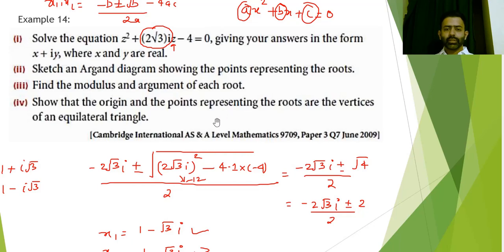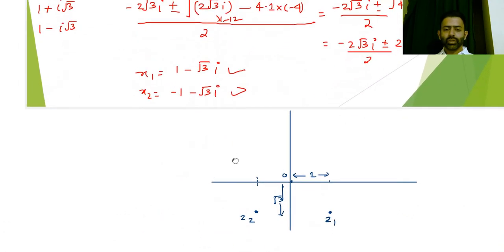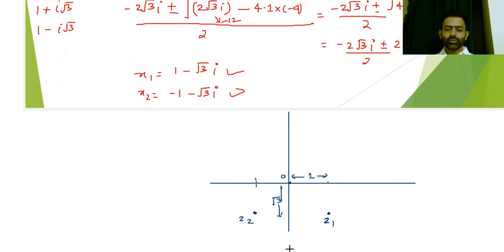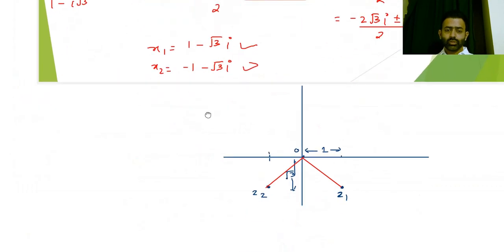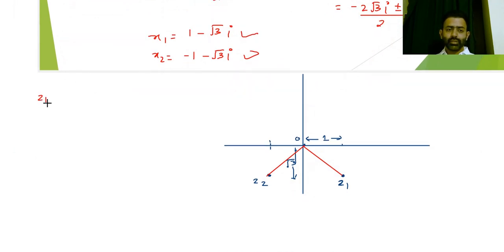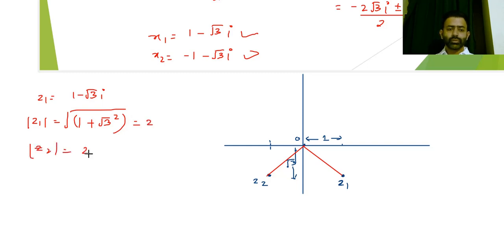Sketch an Argand diagram showing the points representing the roots. This we have shown, and you can draw these, you may join these also. Okay. Now it says find the modulus and argument of each root. All right. So if z1 is 1 minus root 3i, that means its modulus will be 1 squared, which is 1, and root 3 squared, under root. Okay, so this you will get as 2, and z2 mod is also 2.